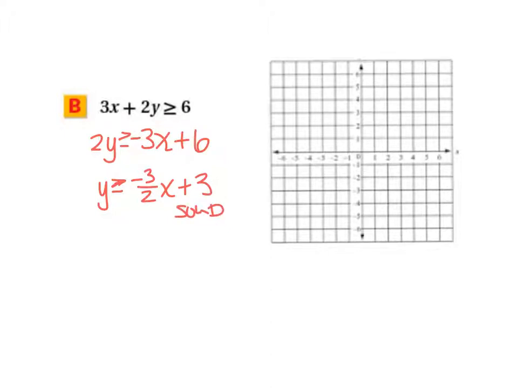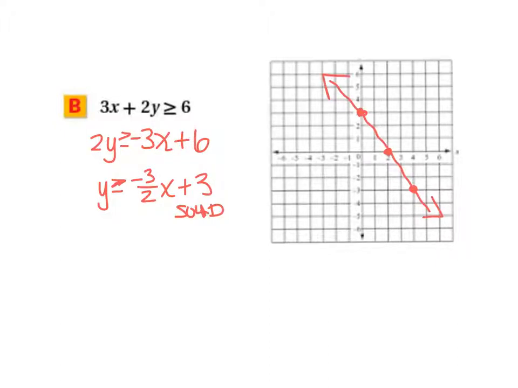So I'm going to begin at 3, the y-intercept, and I'm going to go down 3 over 2. It should be a negative slope, so we're going to make sure of that. 1, 2, 3 over 2. 1, 2, 3 over 2. And my solid line, just as I normally graphed.